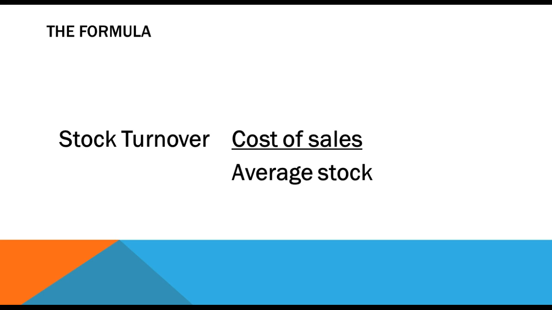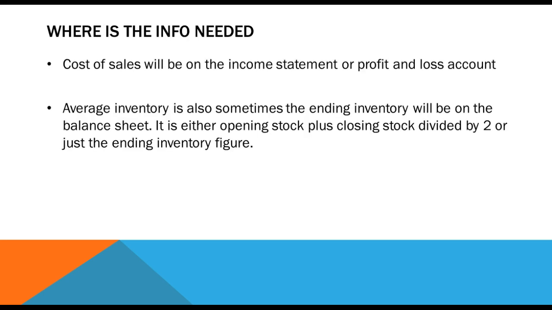So where do you get that information? The cost of sales or cost of goods sold will be on the income statement or the profit and loss accounts, depending on the terminology that you're using. The average inventory, or sometimes the ending inventory, will be on a balance sheet. It is either the opening stock plus the closing stock, adding those two figures together, then dividing by 2 to come up with the average inventory or average stock, or if you are using the ending inventory figure, it's clearly just the closing stock.